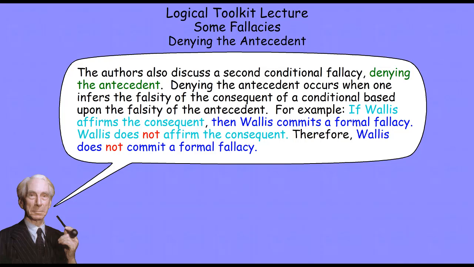Again, we can see that this isn't a good argument because it's possible for that first conditional statement to be true. In fact, it's always going to be true. If you affirm the consequent, you commit a formal fallacy. The second premise can also be true. I do not affirm the consequent. That's true because, well, because I committed the fallacy of denying the antecedent. Therefore, I did not commit a formal fallacy. Well, denying the antecedent is a formal fallacy, so the premises are true, the conclusion is false.